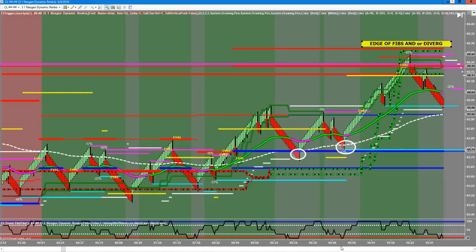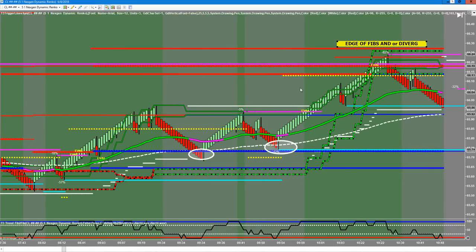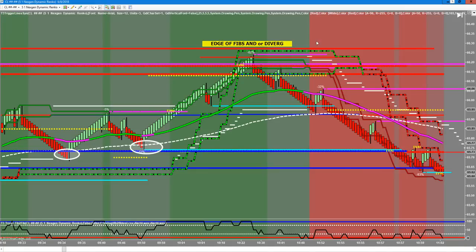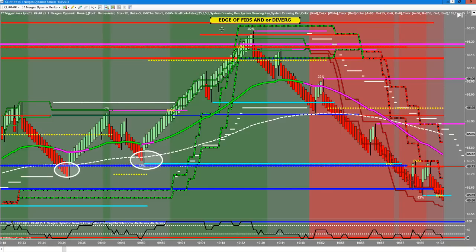Okay, the edges of fibs and divergence. Can you see it? And again, you never know it's going to hold. So it's not your job to try to decide whether the edge of fibs and divergence is going to hold. If it holds and the background color turns red, then we can start looking for trend trades.